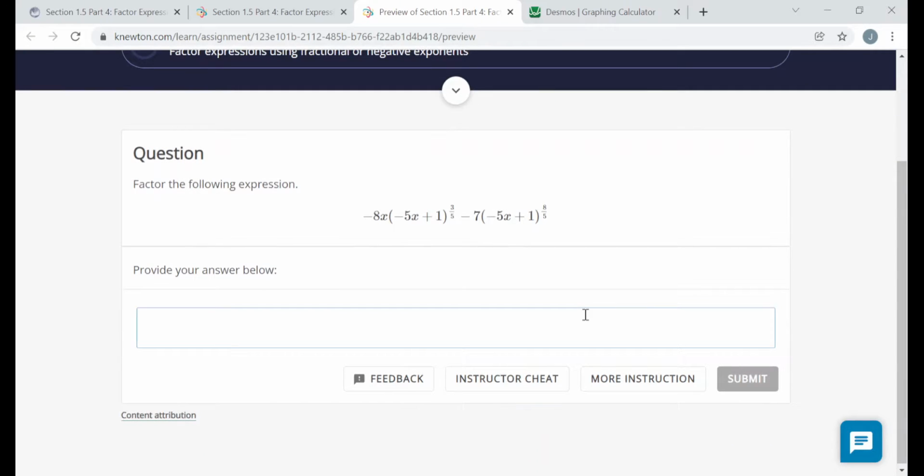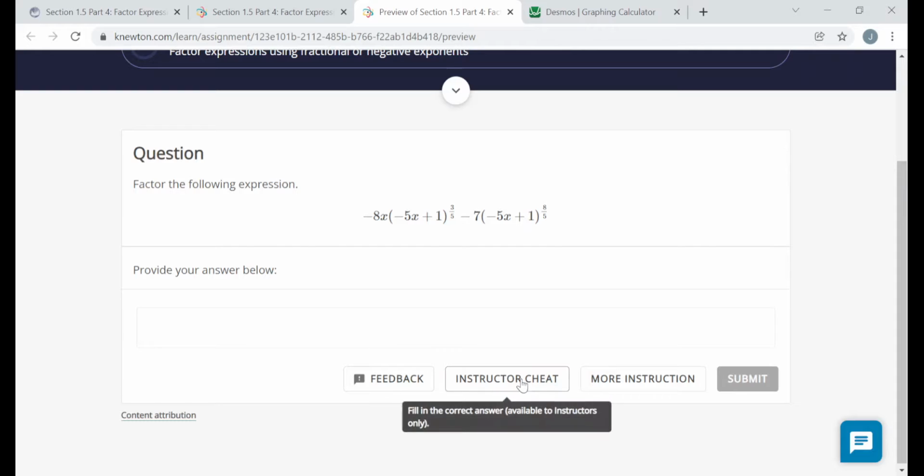Then at the bottom of every question, you should see a couple buttons. There's the feedback button, where you can, if you see a typo or something wrong with the question or the answer, send feedback to Knewton and they'll address it, hopefully. You will not see this instructor cheat button. This is only for me. But you will see the more instruction button.